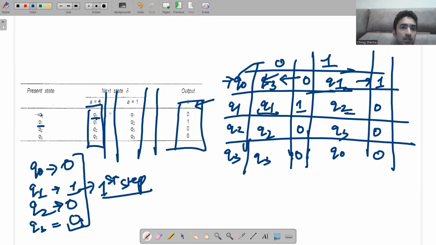Q3 output was 0. Q1 output was 1, Q2 output was 0, and Q3 output was 0. Similarly, you are putting the transition outputs over here. Q1 output was 1, Q2 output was 0, Q3 output was 0, Q0 output is 0. It's as simple: take the output of the state and just substitute that in the transition. So we have the Mealy machine over here. How can you easily draw this? How can it be drawn? Just see over here.